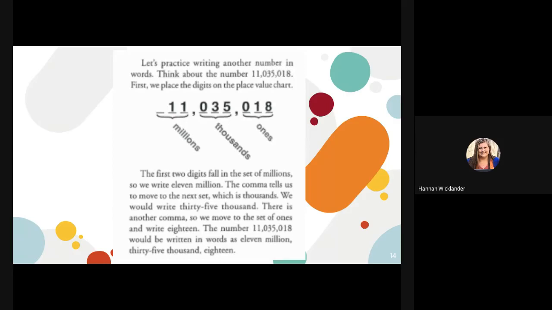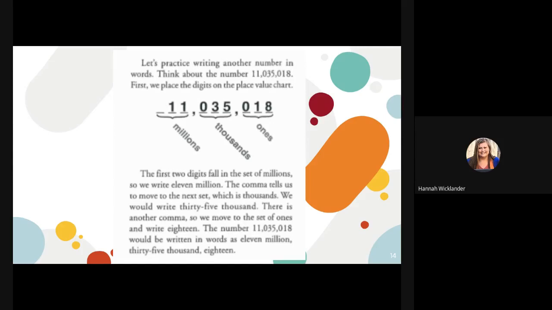Think about the number 11,035,018. So first we place the digits on the place value chart. Then we look at the first 2 digits, or the first set in the group of 3, so the millions. So we have 11, so we'd write 11 million. And then we move to the thousands. So we have a 0 in the hundreds, so we move on, and it's 3 in the 10,000. So we write that as 30. And then we have a 5, so we write that just as it is, 5.